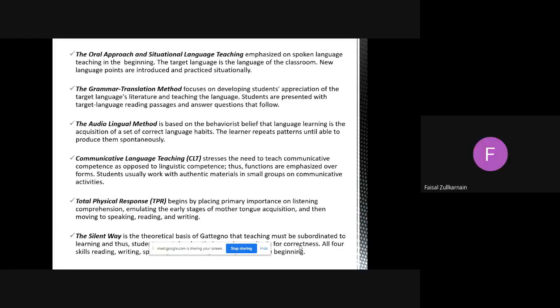So the first theory is the oral approach and situational language teaching, emphasized on spoken language teaching in the beginning. The target language is the one in which points are practiced situationally. After that, the grammar translation method focuses on developing students' appreciation of the language literature and teaching the language. Students are presented with target language reading passages and answer questions that follow.